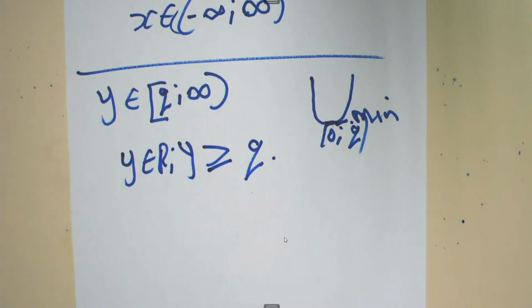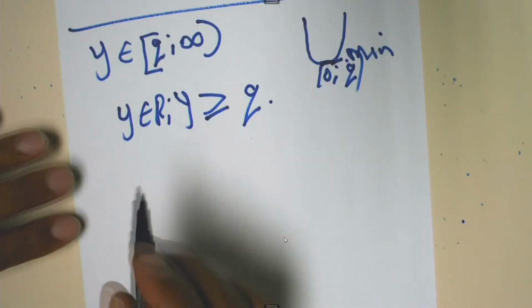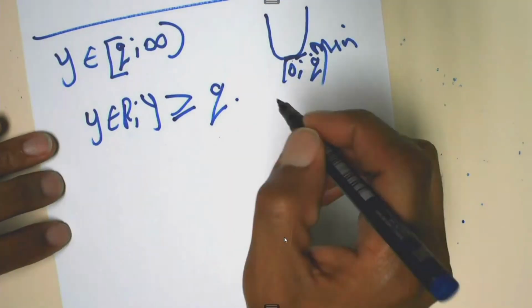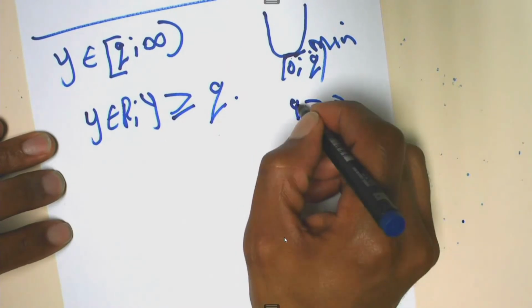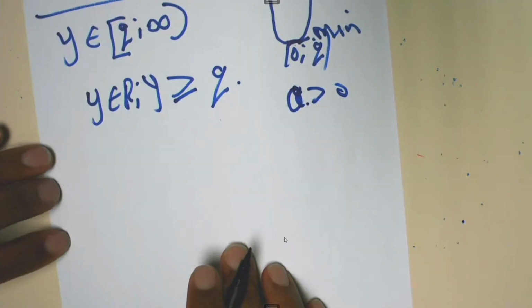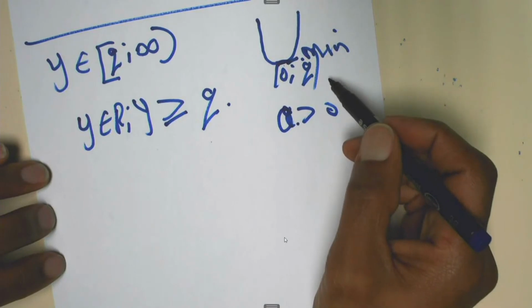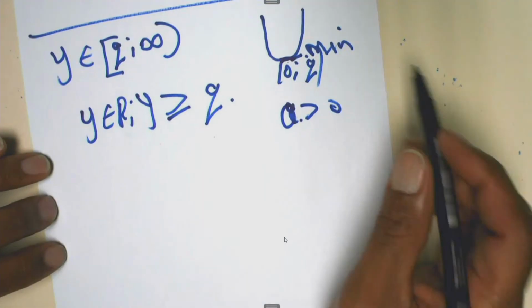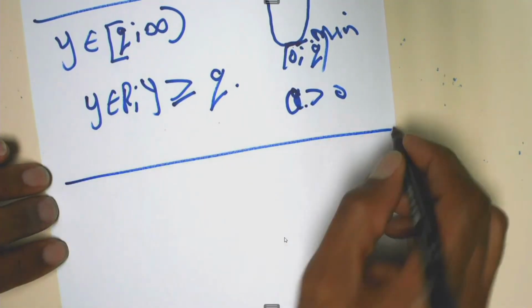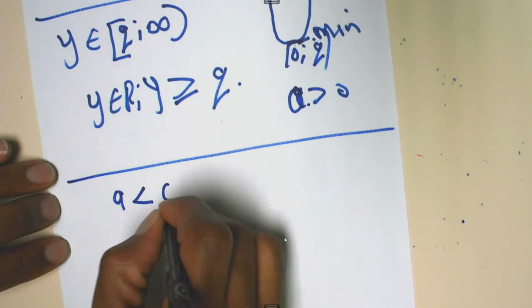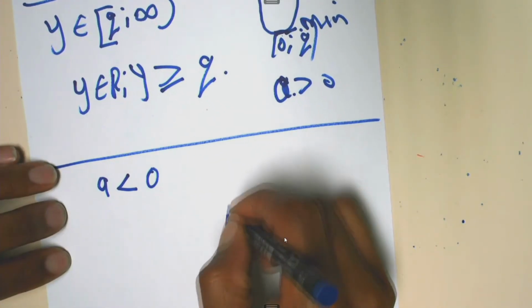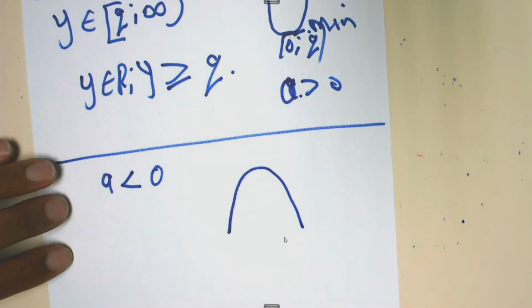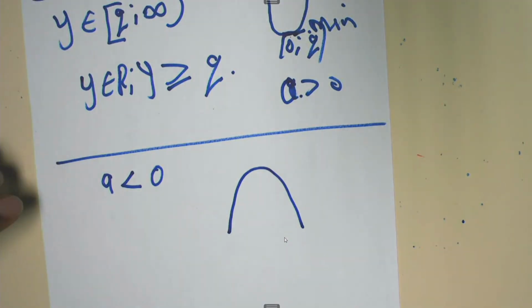Please remember that. Right, the second one then will be, this one applies where a is greater than 0. Then we will have a happy face, right? Yeah, we're going to have a happy face. But in a case where a is less than 0, what's going to happen? Then we're going to have a graph like this one, facing down. Now, how do we write the range?